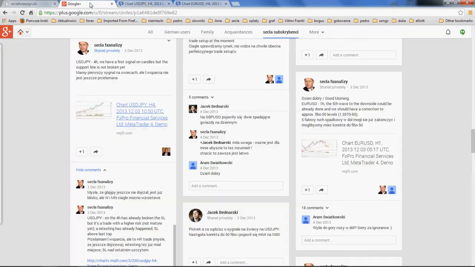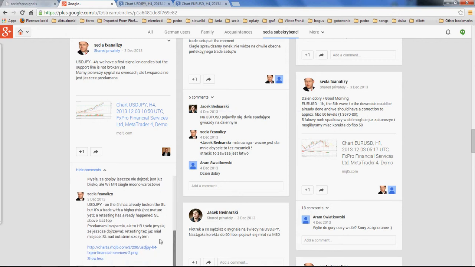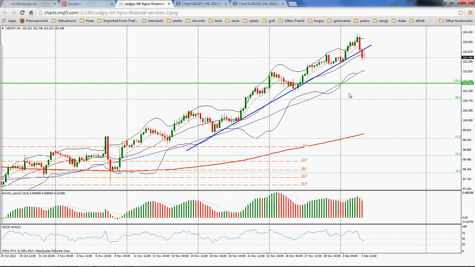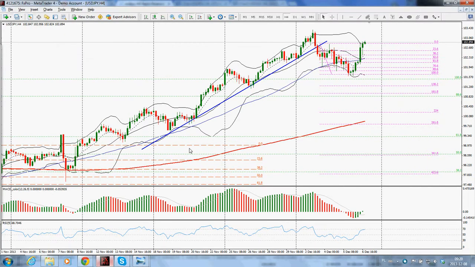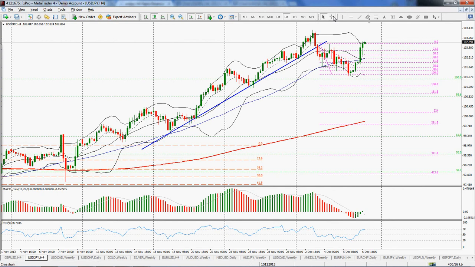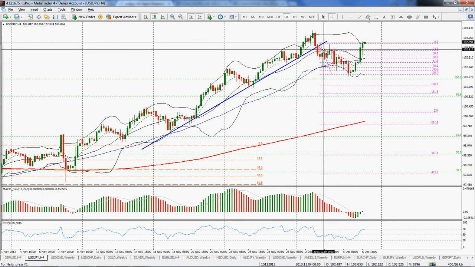Then we've got a second comment on that from my side, saying that this is already broken, and there is a hint where to place the SL. So you open this, and you've got this is broken. The retesting has already happened, and the stop loss should be placed above that level. Based on that, you can also open your own positions.